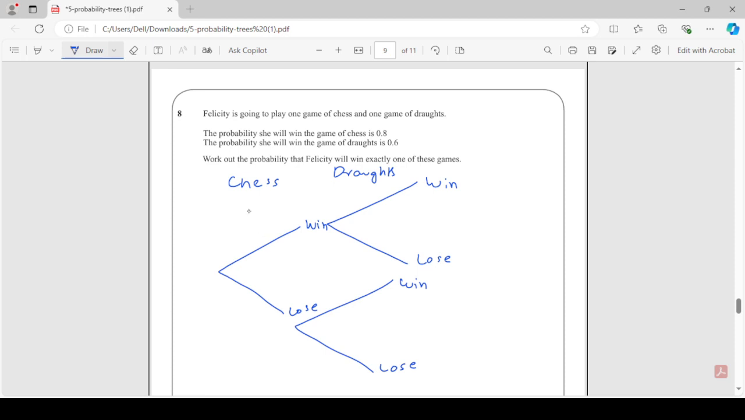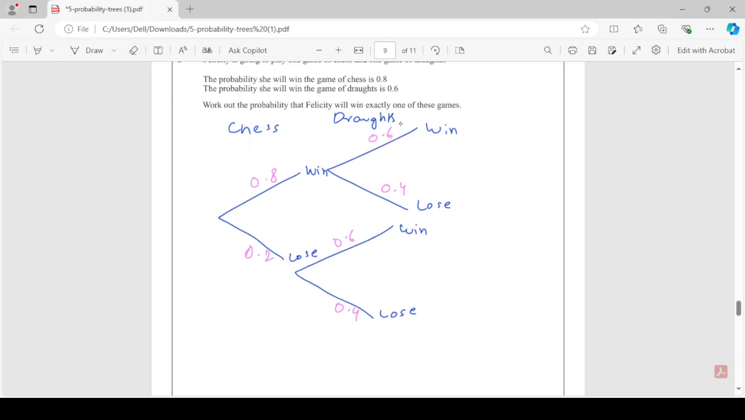She will win the game of chess is 0.8. She will lose it is 0.2. She will win this game is 0.6, 0.4. You have to work out the probability that Felicity will win exactly one of these games. Now, the question here says exactly. Exactly means she either has to win chess or draughts. She cannot win both of these games at the same time, because the question is restricting you by saying exactly.